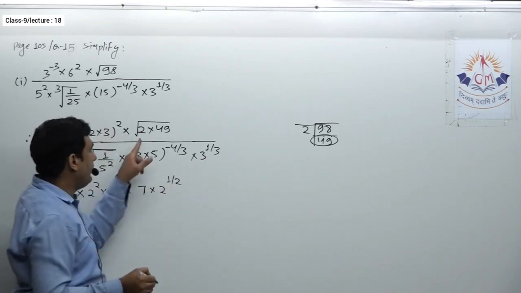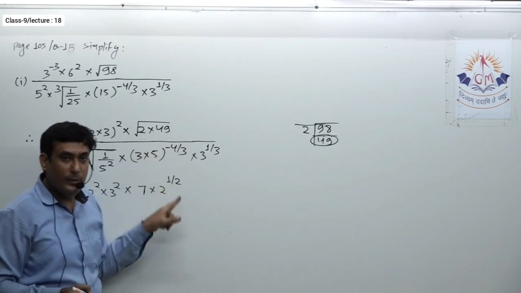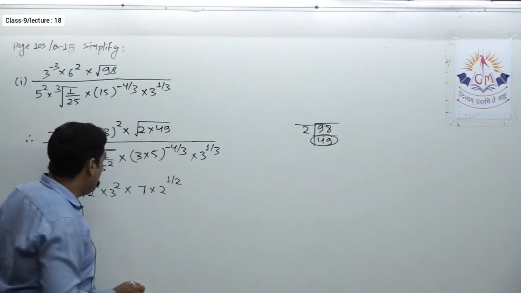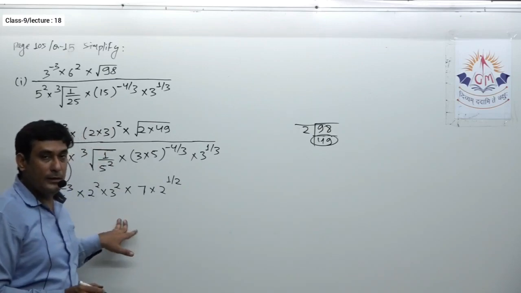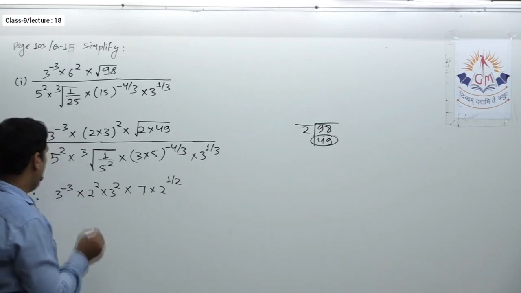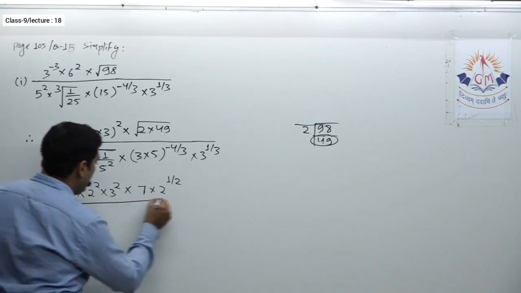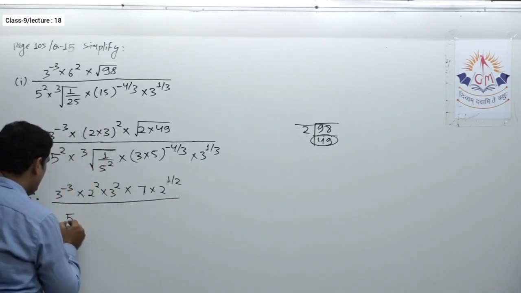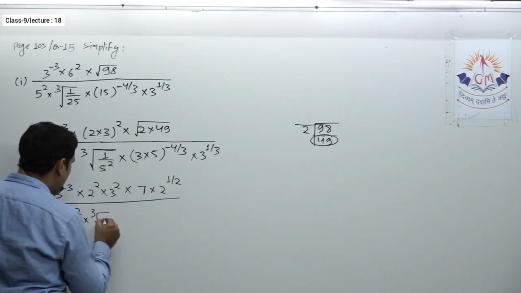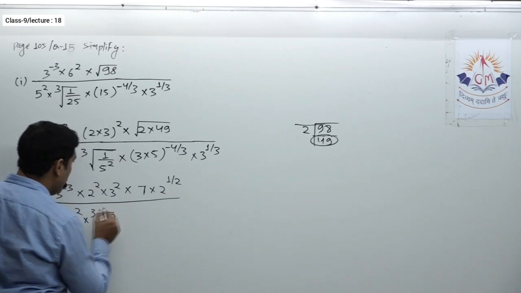Root 2 will remain over here, and that can be written as 2 raised to 1 by 2. So over here I can say in the numerator all the terms are written with a base of a prime number. Okay, now we'll see the denominator. 5 square, this will be as it is. Now here I can write cube root of 5 raised to minus 2.